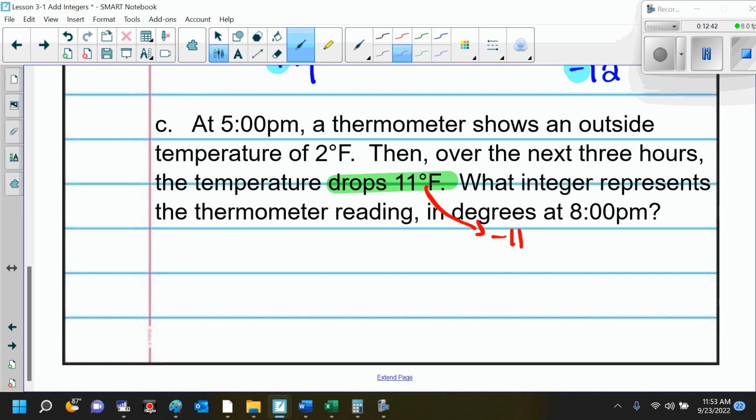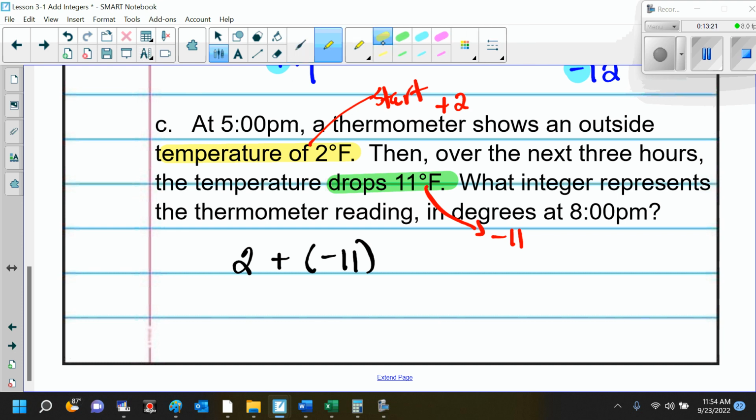What else is important there? That the starting temperature is 2 degrees Fahrenheit. So we're going to start here. Is that positive or negative? That's a positive, so that's a positive 2. So we want to know what integer represents the thermometer reading at 8 o'clock. So we're going to start at 2, and we're going to add that negative 11. Is everybody clear? So what do I do to the digits?